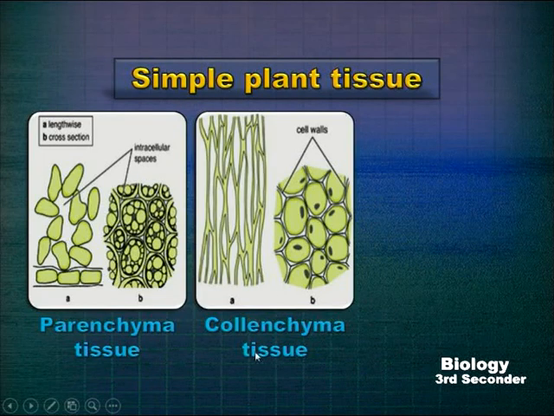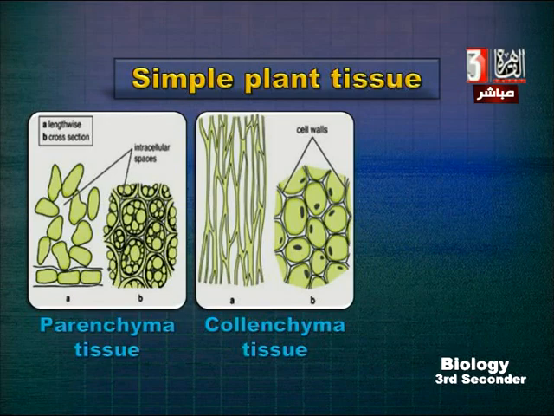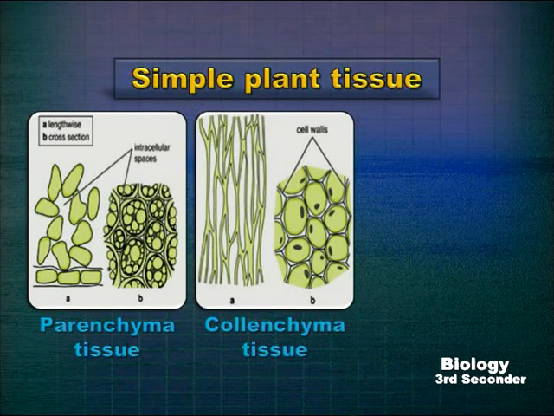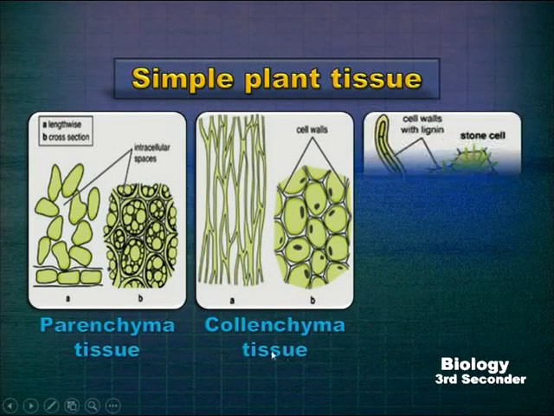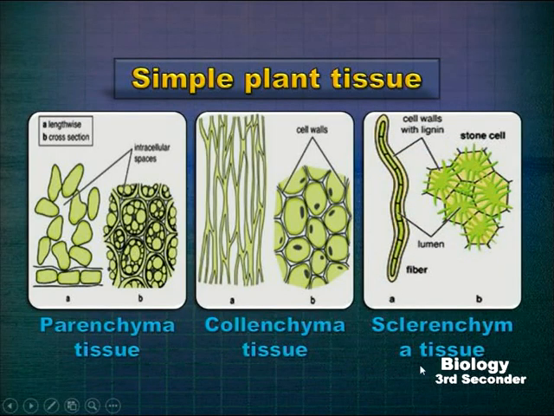We can see collenchyma tissue in the petioles of the leaves. We can see collenchyma tissue in young stems such as the parsley stem. Their cell wall is irregularly thickened by cellulose for more structural support and flexibility. If the plant needs more and more support, the collenchyma tissue will change to sclerenchyma tissue.